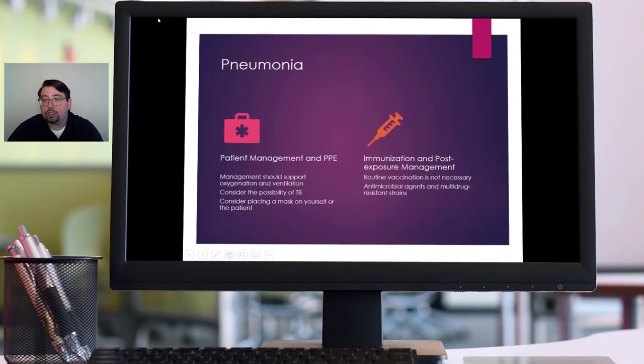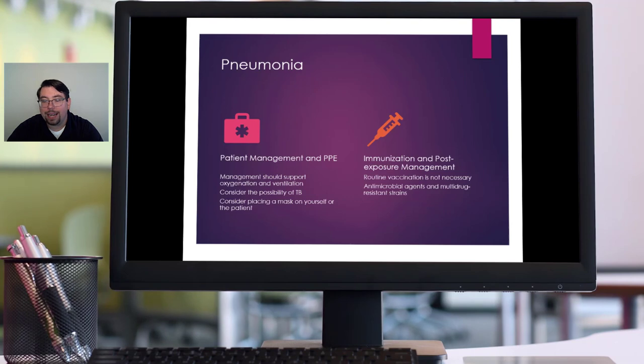So for pneumonia, primary patient management and PPE, we want to make sure that we support their oxygenation based off pulse oximetry, that we consider the possibility of TB, and then place a mask on yourself or on the patient. You can place just a surgical mask on the patient, but you definitely need to be wearing an N95.